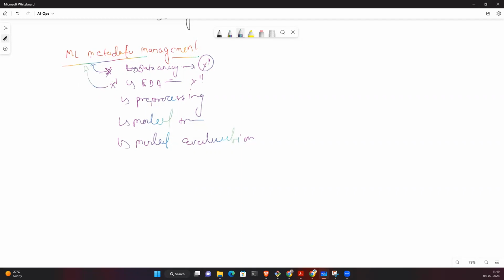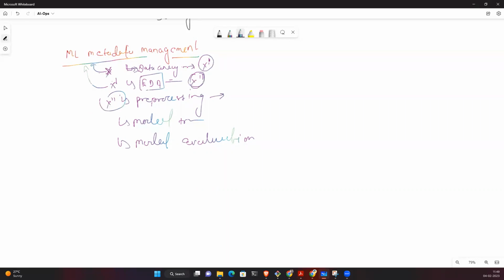So after every stage, the output we store in the ML metadata, which will be helpful for your debugging process as well. Let's suppose your pipeline failed in the pre-processing stage. It is possible the input to the pre-processing stage was not in the expected format. At any point of time, we can go to the metadata and check the format of X double dash that was passed to pre-processing. Because this is coming from the EDA, the problem is with the EDA, so we can fix this and roll it out.